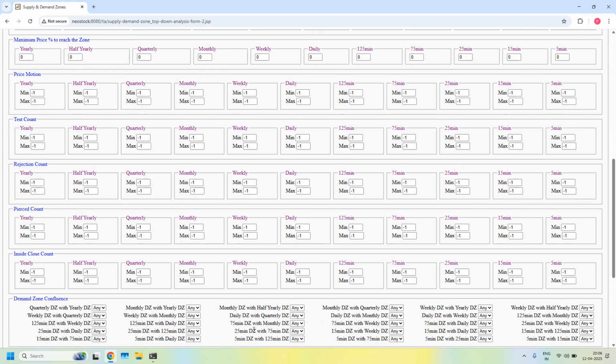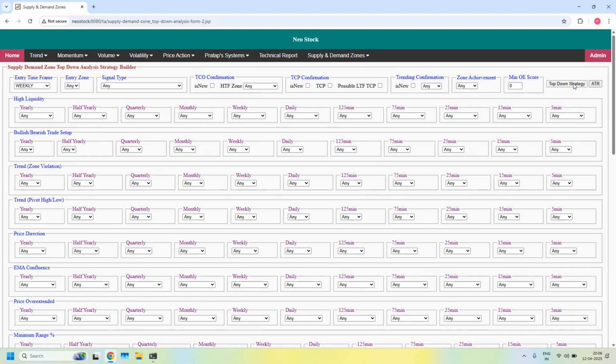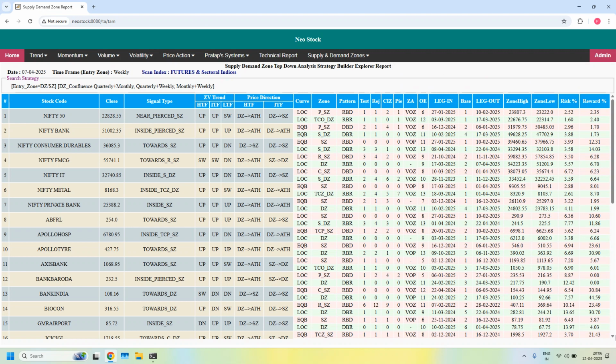First, demand zone confluence. So weekly demand zone with monthly demand zone confluence filter enabled. Weekly with quarterly demand zone confluence and monthly with quarterly demand zone confluence. With all the 3 zone confluence, let us check how many stocks we are getting. So first 15 stocks we got.